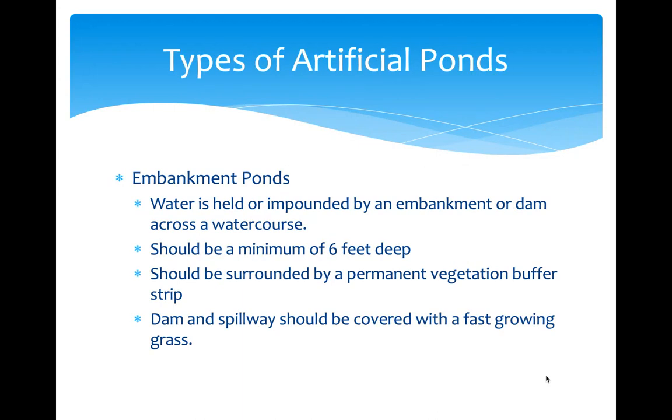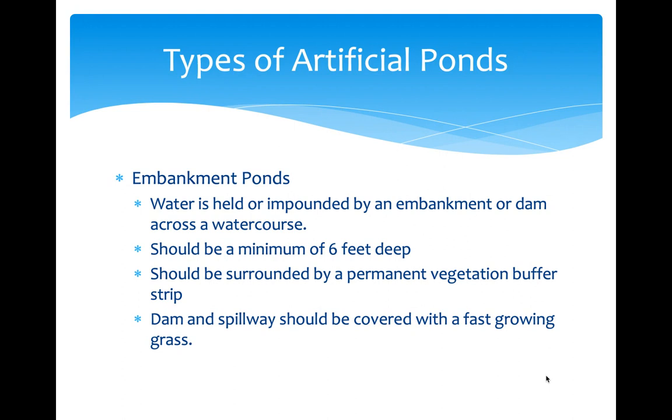Embankment ponds are typically going to be held on one side normally by some sort of an embankment or a dam. And I'm going to show you some diagrams of these in just a few minutes. But normally this is on a slope, and you have some sort of dam on one side that's actually holding the pond from overflowing. These should be a minimum of 6 feet deep in order to make sure that you are not having issues with things growing up and you're not having issues with that vegetation.